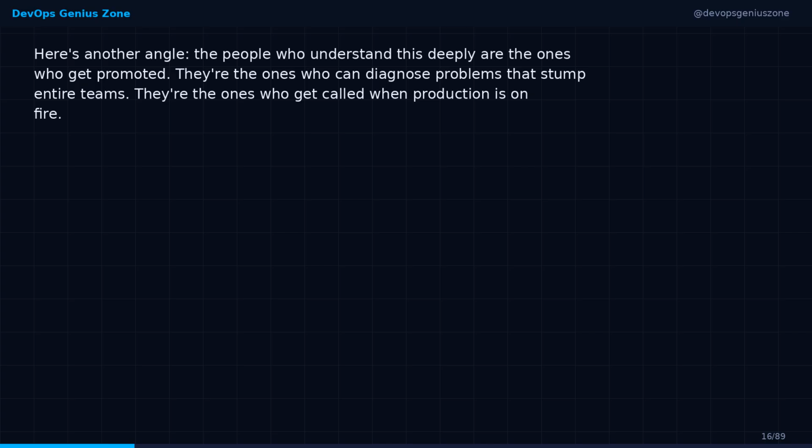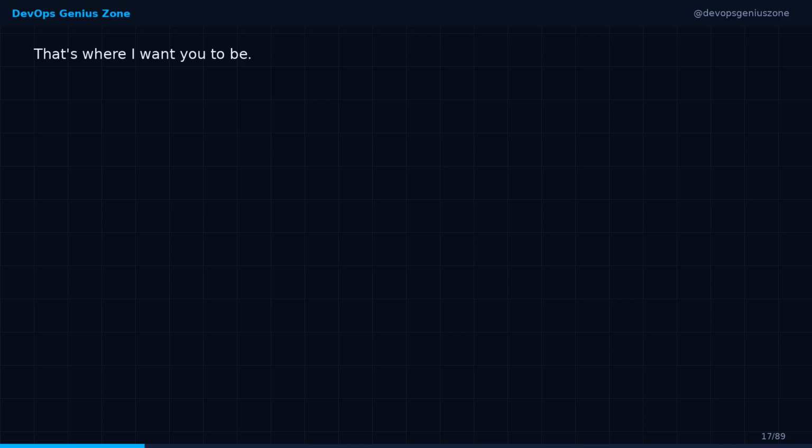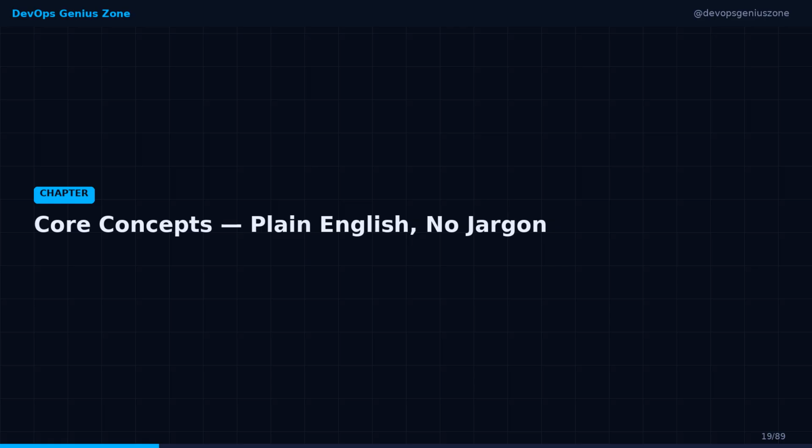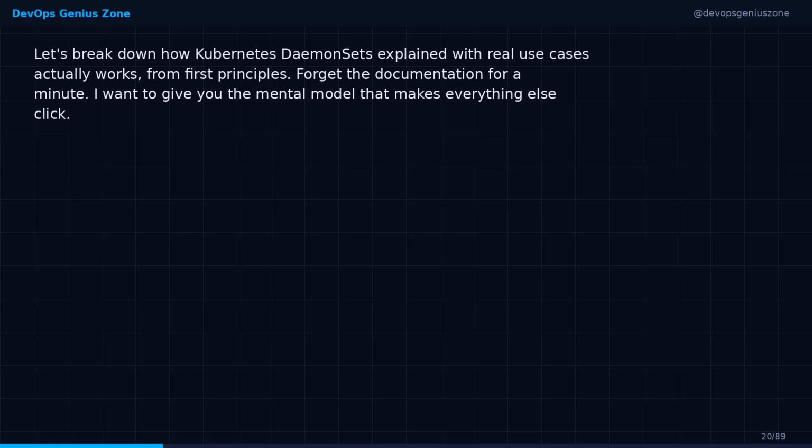I've seen teams cut their deployment time from 2 weeks to 2 hours. I've seen incident response time drop from 4 hours to 15 minutes. This is what Kubernetes DaemonSets done right looks like. Here's another angle. The people who understand this deeply are the ones who get promoted. They're the ones who can diagnose problems that stump entire teams. They're the ones who get called when production is on fire. That's where I want you to be.